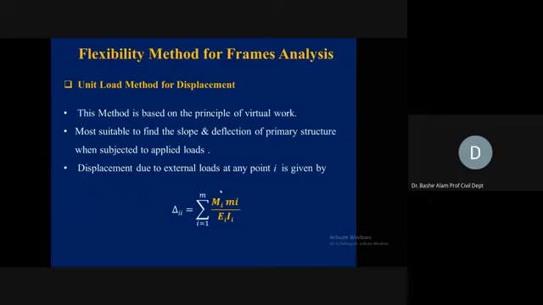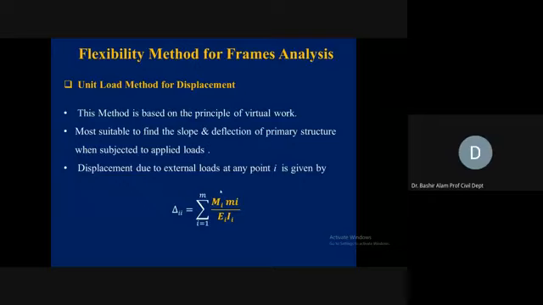Displacement due to external loads at any point i is given by delta i is equal to summation of i is equal to 1 to m, where m is the number of members, of the integral of M mi divided by EI. The moment diagram is going to change now, so we need to take the summation of the integrals of the product of these m's divided by EI.